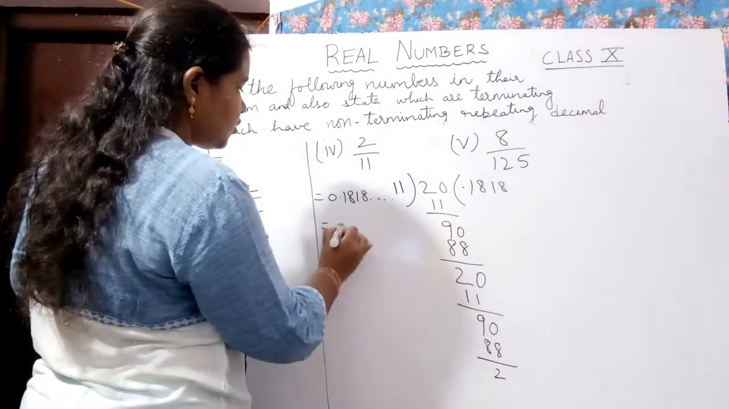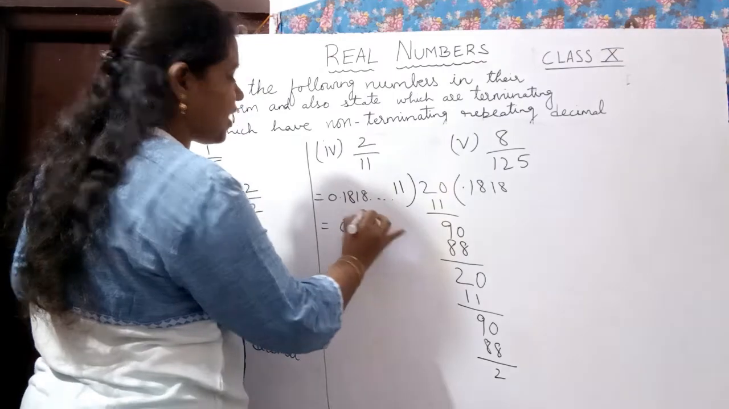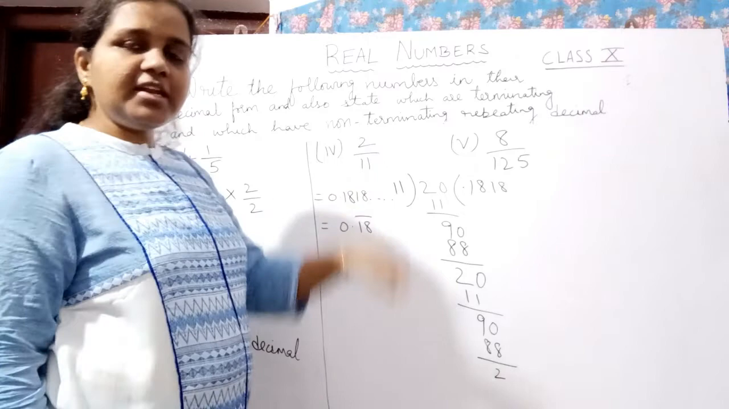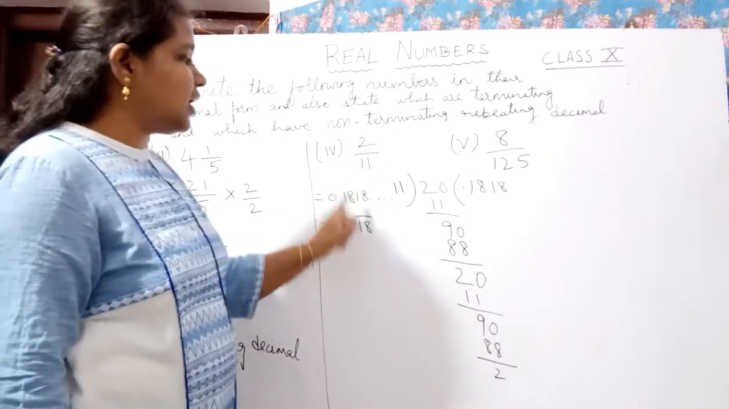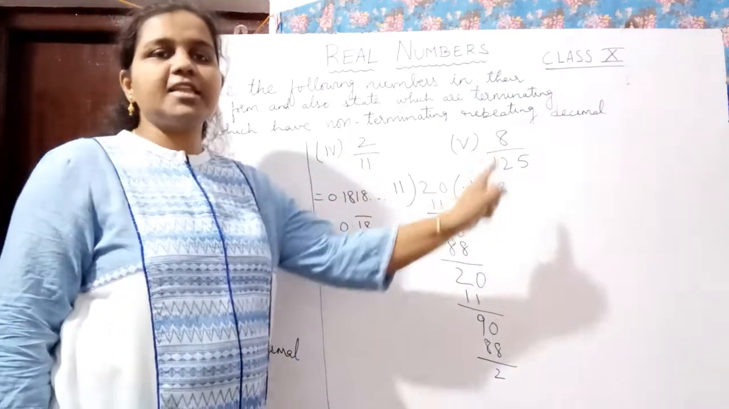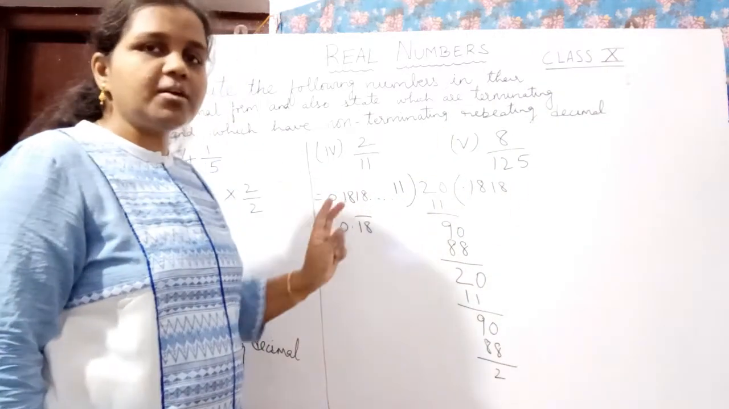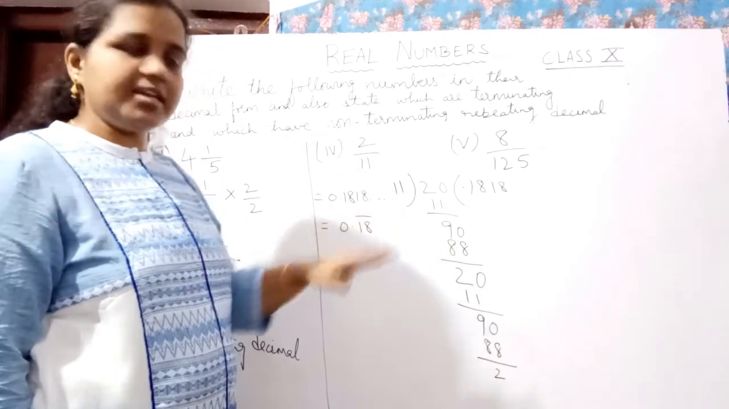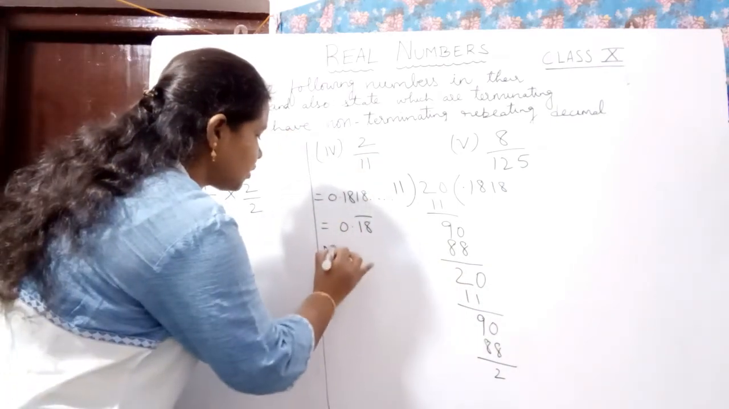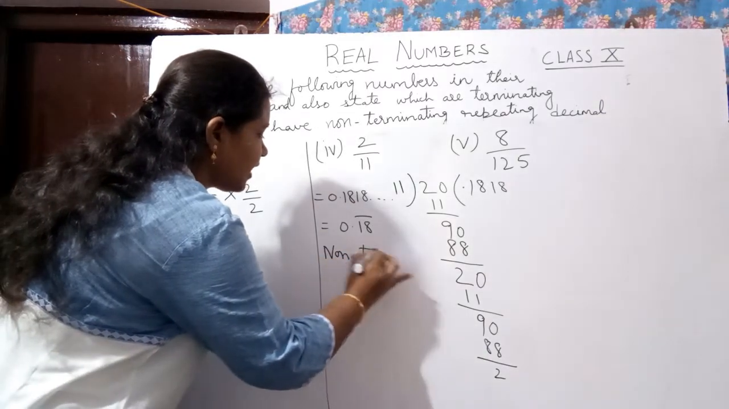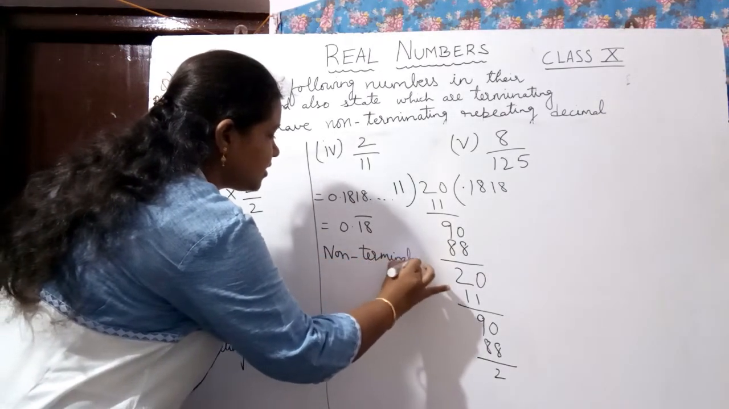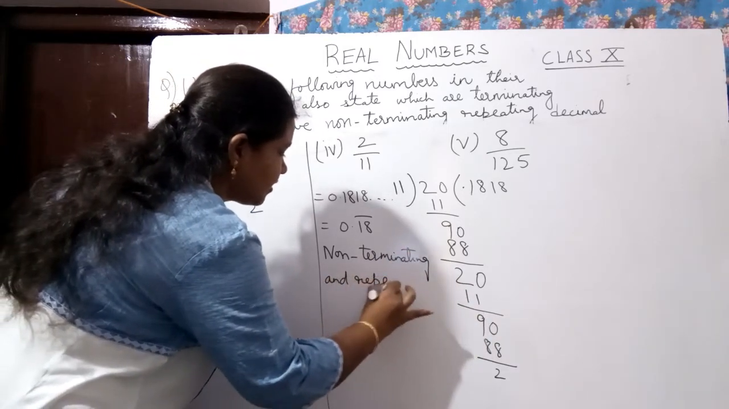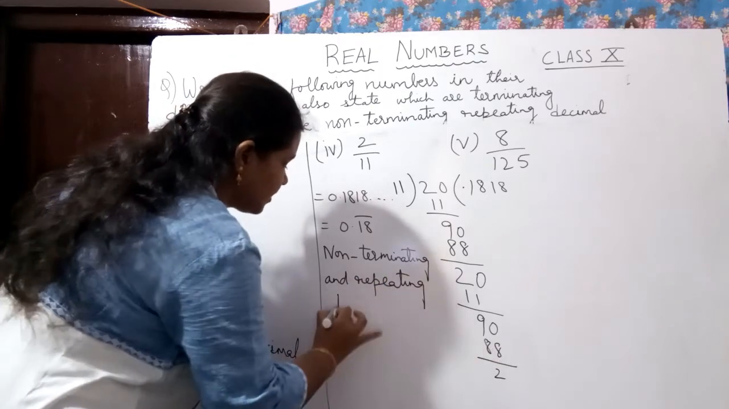So you can write it as 0.18 bar. If you observe, it is a non-terminating and repeating decimal. What is repeating here? This 181818, it repeats like that continuously. So it is non-terminating. It is not stopping. So it is called a non-terminating and repeating decimal.